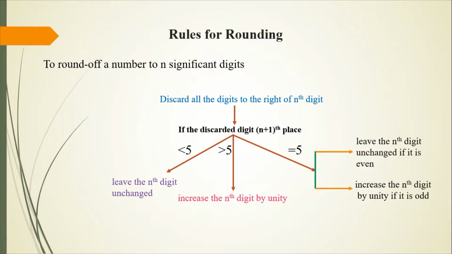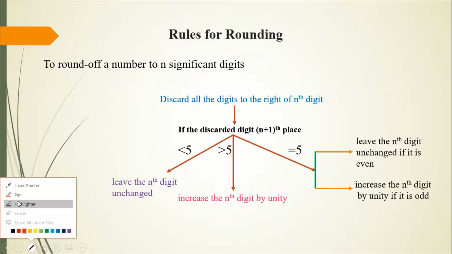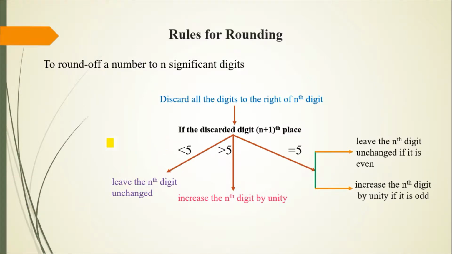Rules for rounding. Suppose we want to round off our number to n significant digits. Then what we will do? Discard all the digits to the right of the nth digit, meaning those digits which are in the n plus 1th place, n plus 2th place and so on. If the discarded digit which is in the n plus 1th place is less than 5, leave the nth digit unchanged.